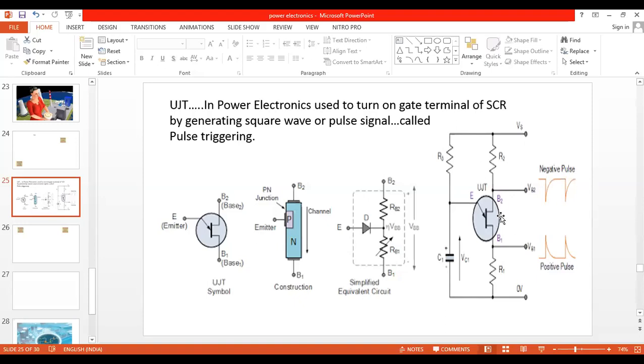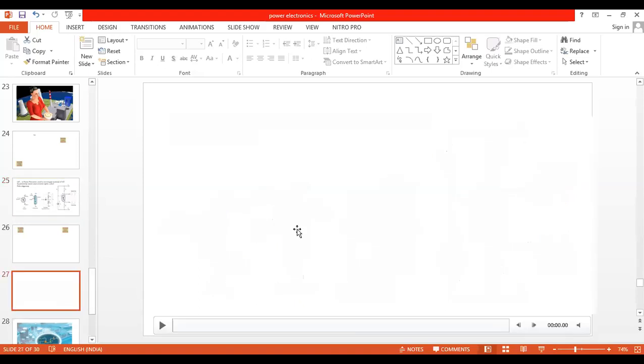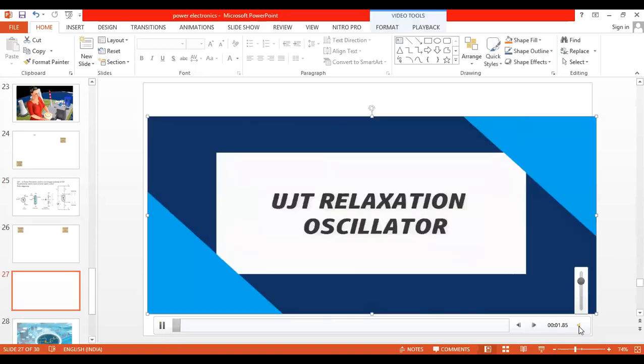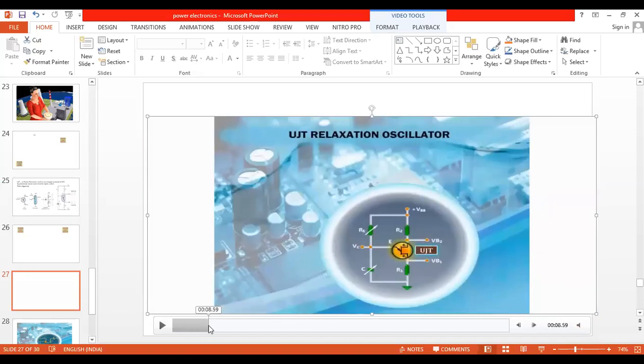When the UJT is on, it generates a pulse signal which is collected across the output terminals. How it works, that animation we will see. So our topic is UJT used as a trigger source or UJT acting as a relaxation oscillator. That is our topic. Now, this is the circuit.